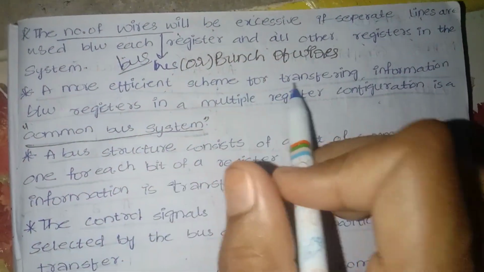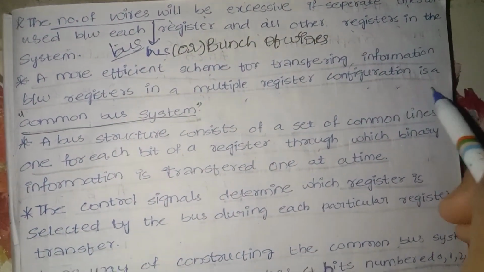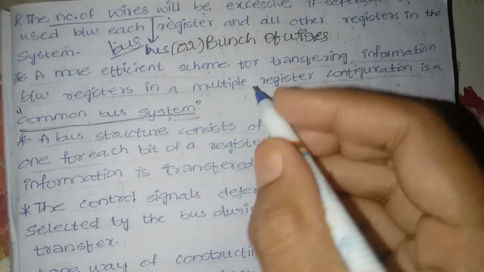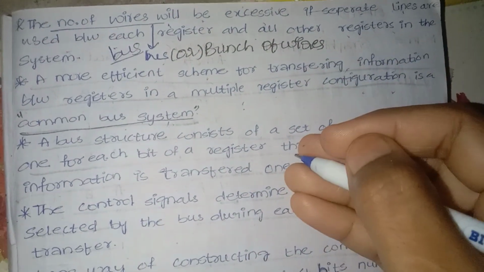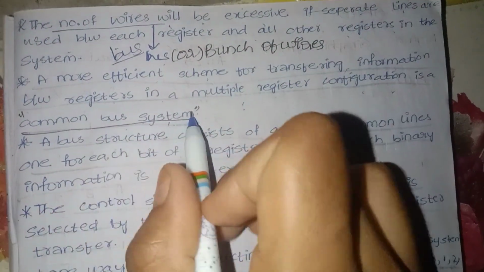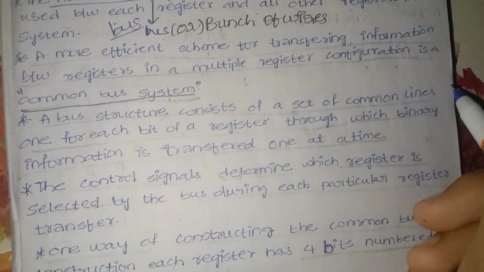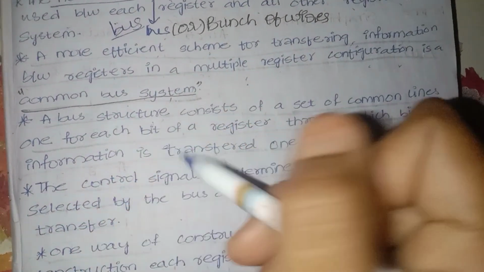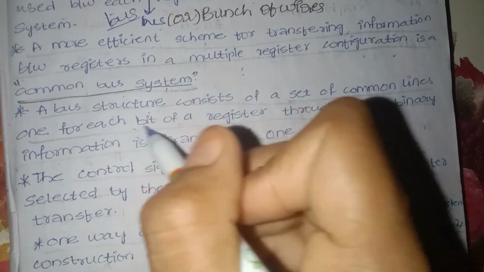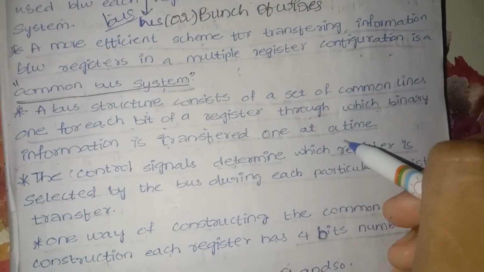A more efficient scheme for transferring information between registers in a multiple register configuration is a common bus system. Common bus system is a definition of the multiplexers and registers connection purpose: taking multiple input values and giving one output is known as a common bus system. A bus structure consists of a set of common lines, one for each bit of a register, through which binary information, zeros and ones, is transferred one at a time.